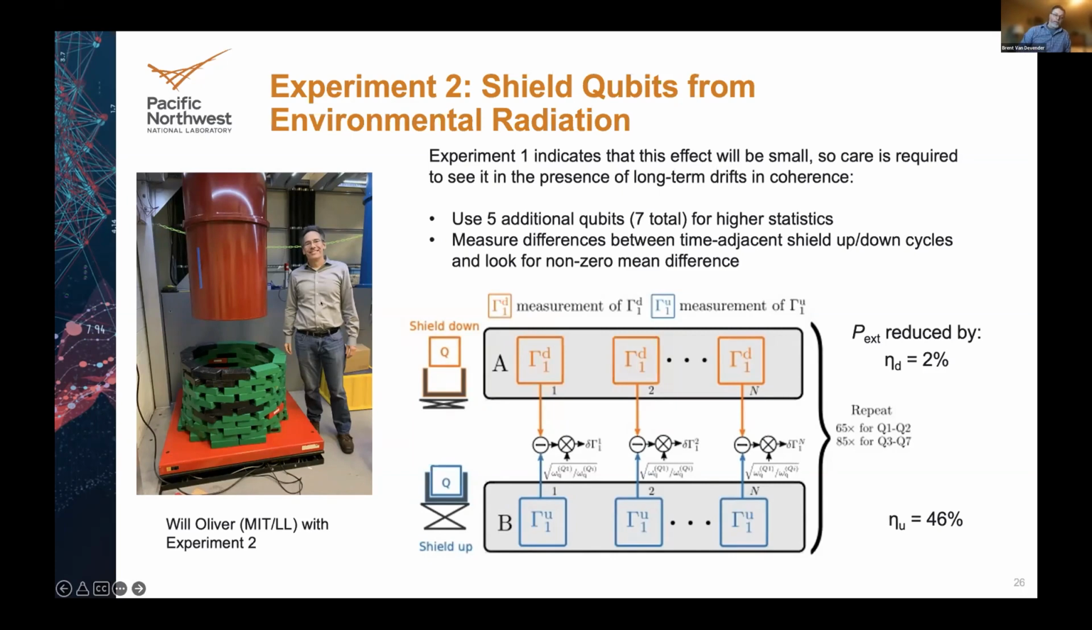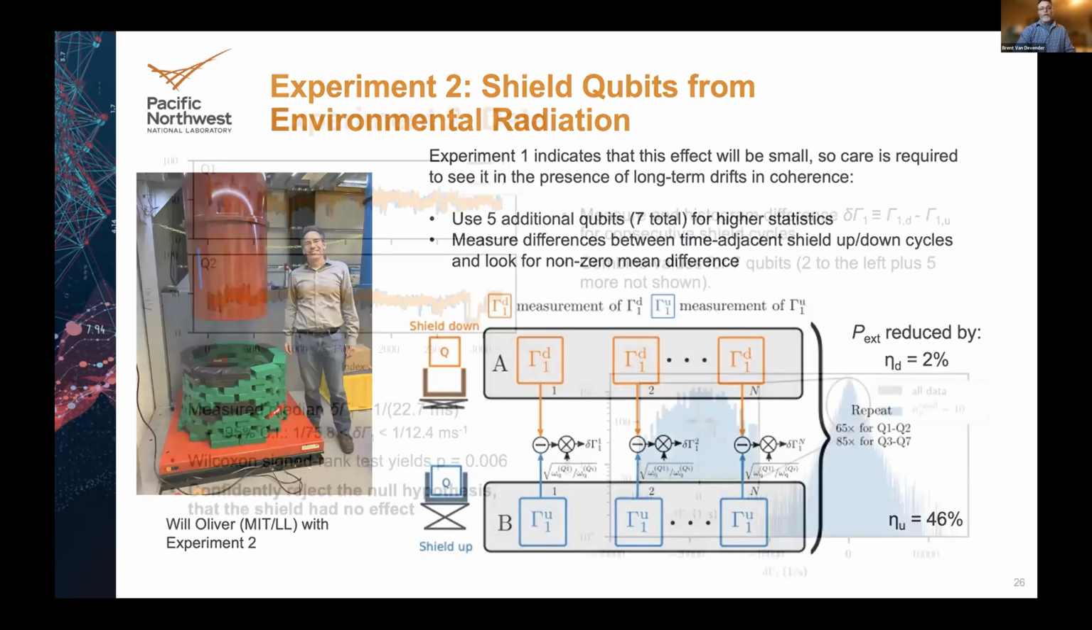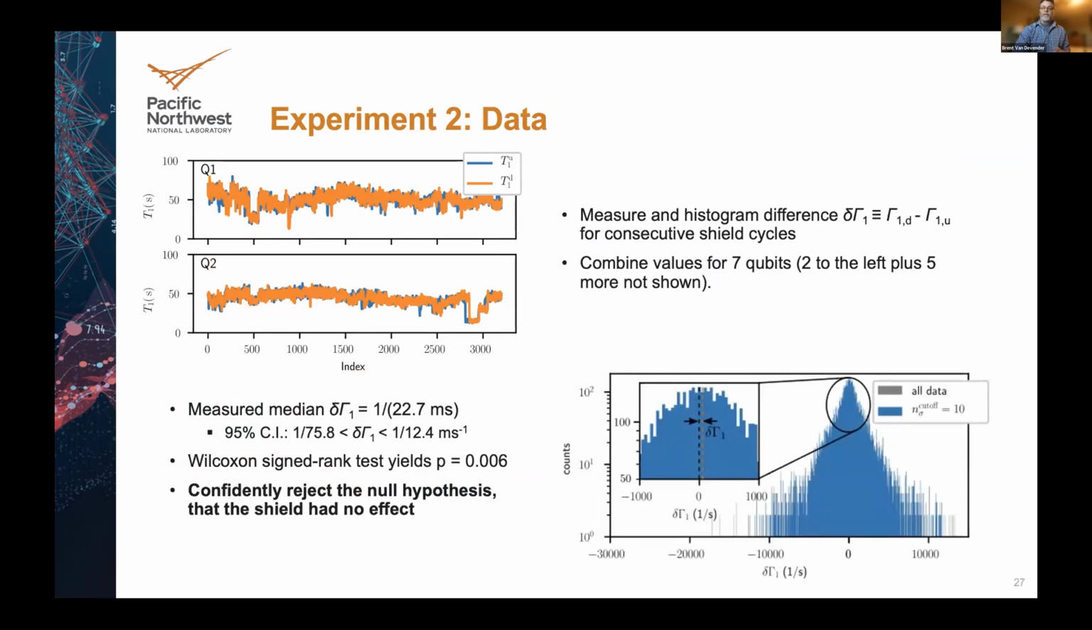This person standing here, by the way, is Will Oliver from MIT and Lincoln Laboratory. He is the person we reached out to about the amplifiers who originally got us onto this hypothesis. We did that. We did see an effect. It's small because radiation isn't the dominant effect for now, but we were able to show that if you took away all the other sources of decoherence and you shielded your qubits, you should actually be able to improve the coherence time at least to dozens of milliseconds.